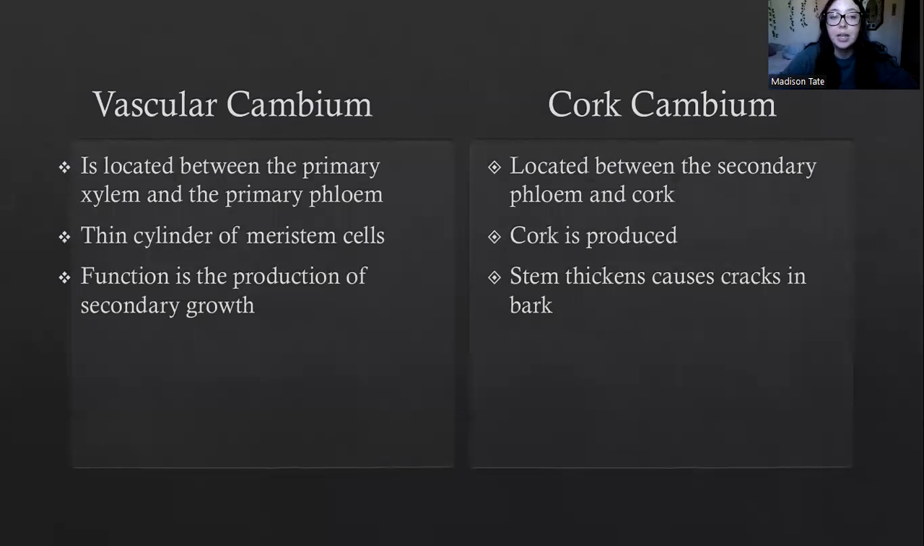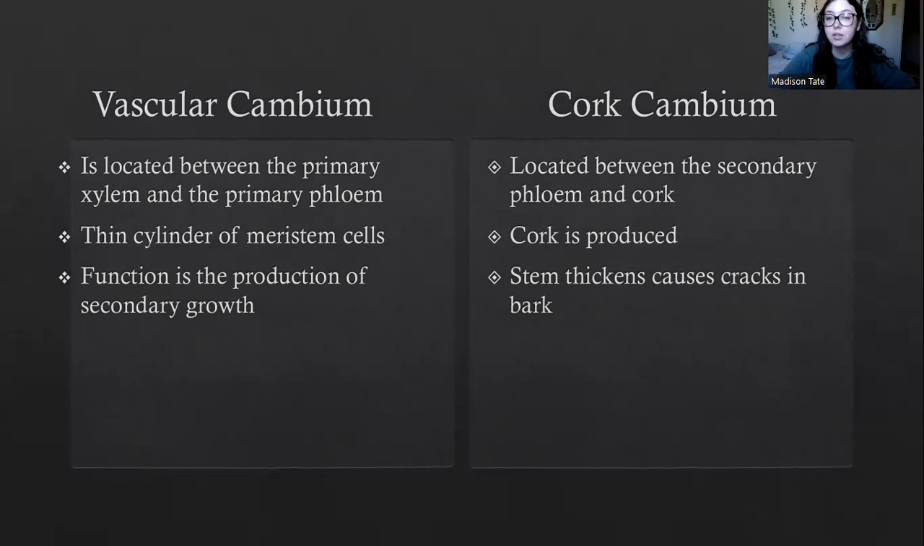Vascular cambium is located between the primary xylem and the primary phloem. They are made up of a thin cylinder of meristem cells. These meristem cells are what make up the vascular cambium. The main function of vascular cambium is the production of secondary growth. Cork cambium is located between the secondary phloem and cork. Cork is also produced within this cambium.